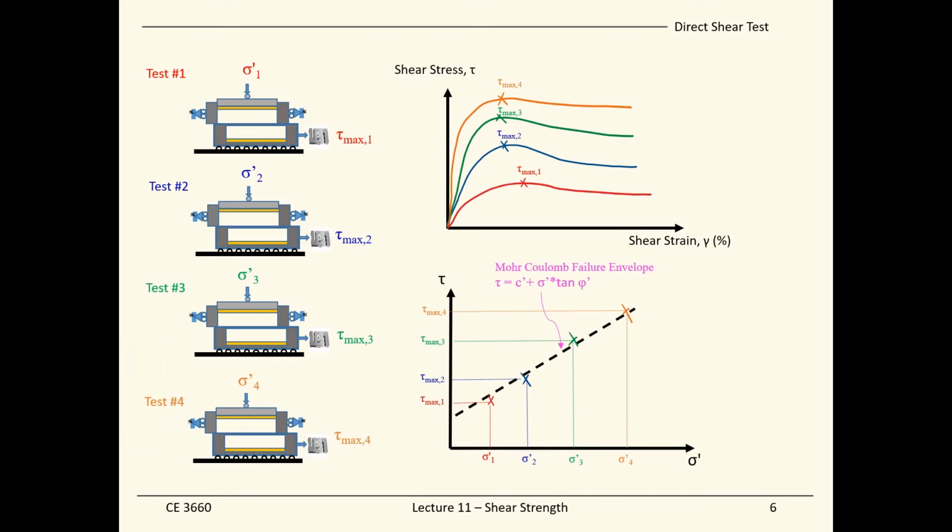In the Mohr-Coulomb space, the y-axis is the shear stress and the x-axis is the vertical stress. With this Mohr-Coulomb failure envelope, we can find the c value, which is the cohesion of the soil, and the friction angle, which is the phi value. So this test allows us to characterize the soil strength parameters, phi and c. We need more than one test in order to characterize a given soil type. So this is the direct shear test.